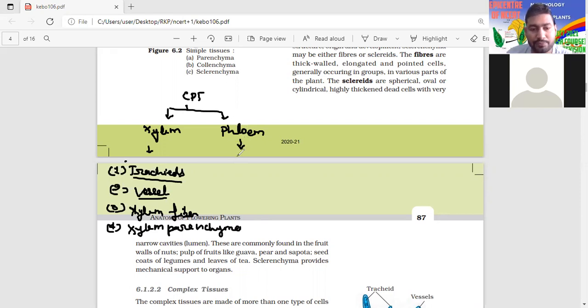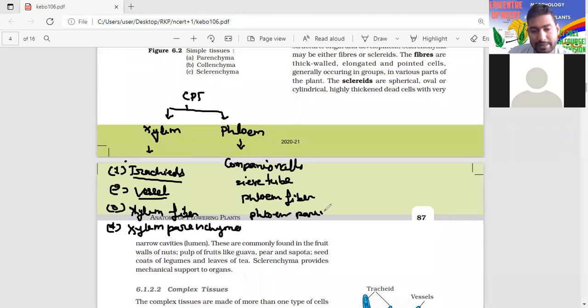Coming to the phloem. Phloem is classified into sieve tube cells, companion cells, phloem fiber, and phloem parenchyma. Clear? So in this way, how many types of cells does phloem have?